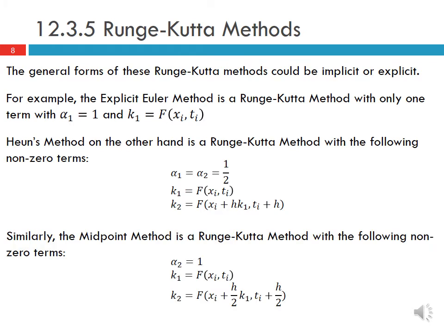Similarly, the midpoint method is a Runge-Kutta method with these non-zero terms as shown here. Alpha_2 is equal to 1, k_1 is equal to f at x_i and t_i, and k_2 is equal to f at x_i plus h over 2 times k_1, and t_i plus h over 2. You can see for each of these this sort of recurrence relationship: k_1 appears in k_2, and same with here, k_1 appears in k_2. And if we had more, they would continue on like that as well.